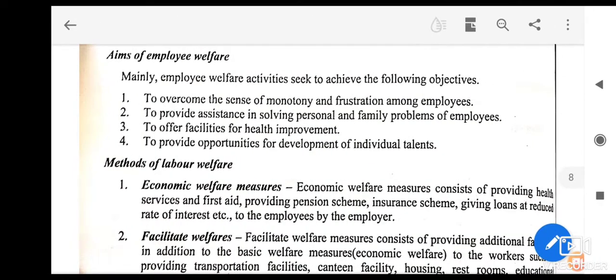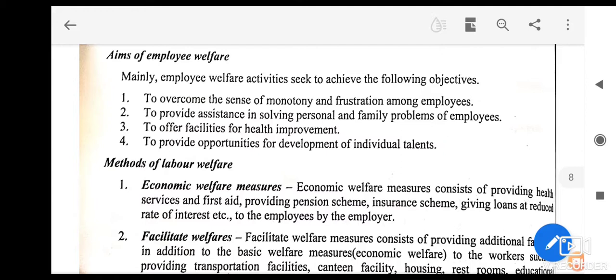Objectives or aims of employee welfare. Number 1. Overcome frustration and sense of monotony among employees. 2. Provide assistance in solving personal and family problems. 3. Offer facilities for health improvement. And 4. Providing opportunities for developing individual talents.